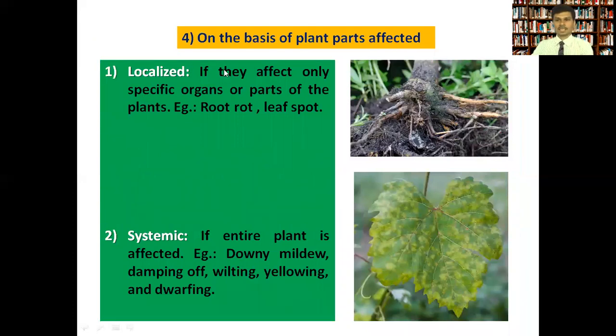Then plant diseases are classified on the basis of plant parts affected. In that, localized: if only specific organs get infected, the disease comes under localized disease. Example, root rot or leaf spot. The next, systemic disease: if the entire plant gets infected after the attack of the plant pathogen, that comes under systemic disease. Examples: downy mildew, damping off, wilting, yellowing, and dwarfing. These are some examples of systemic disease.